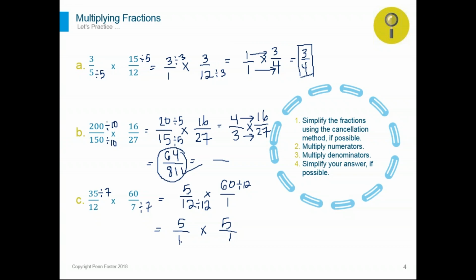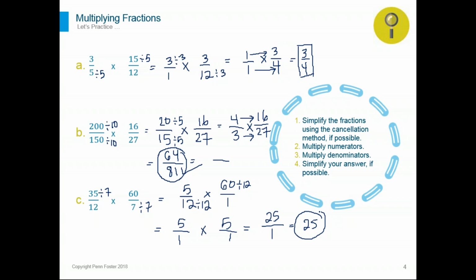Look at the numbers, 5 and 5, nothing common, 5 and 5, nothing common. The same thing with the other fraction. I'm done with the cancellation method. So I'm just going to go ahead and multiply across. 5 times 5 is 25, and 1 times 1 is a 1. 25 over 1 is a whole number, 25. So your answer actually is not a fraction, it is a whole number.